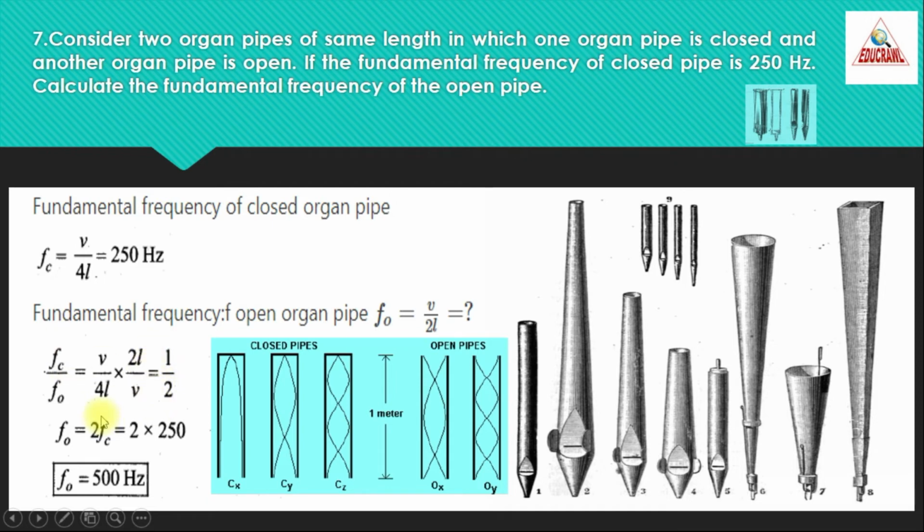So cross multiplying, we get F0 is equal to 2 times Fc. That is, the frequency of the open pipe is equal to 2 times the frequency of the closed pipe. Now substituting the frequency of the closed pipe as 250, 2 into 250, that is 500 Hz is the frequency of the open pipe.